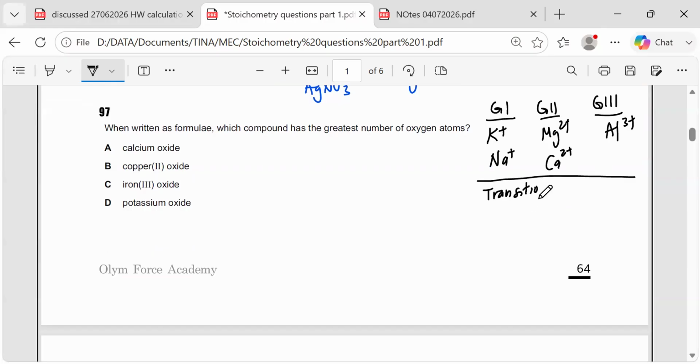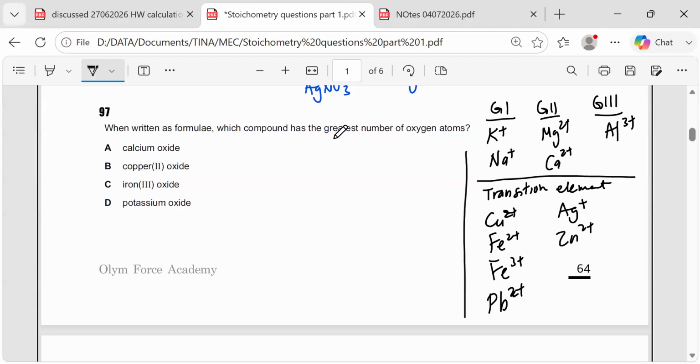So if they say copper 2, then it's Cu2 plus. If they say iron 2, then it's Fe2 plus. If they say iron 3, then it's Fe3 plus. Silver, they won't tell you silver 1, silver 2 because it's only Ag plus. Zinc also, they will just tell you Zn2 plus. They won't tell you it's zinc 2. Okay? So these are the common ones that we see. Of course, there's also lead 2 and lead 4.